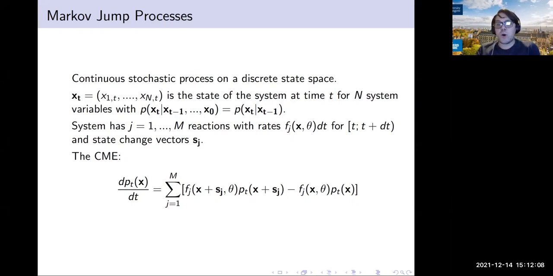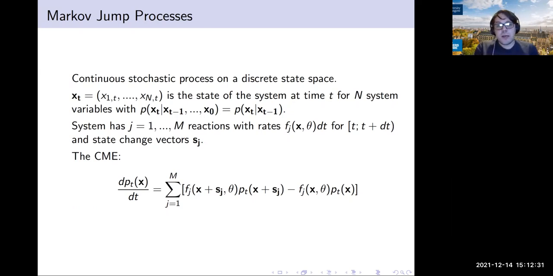So if variable 1 reacts with variable 2 to form variable 3, that reaction will deplete variable 1 and variable 2 by 1. So in the first and second element of Sj, we'll have a -1, and we form a new molecule, variable 3. So in the third element of Sj, we would have a +1 because we're creating a new molecule of S3 in that process.